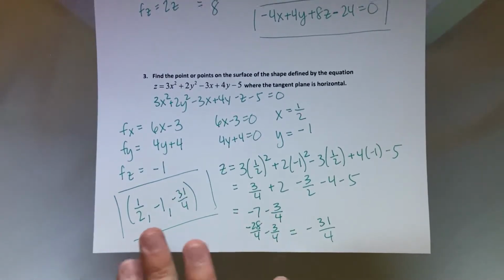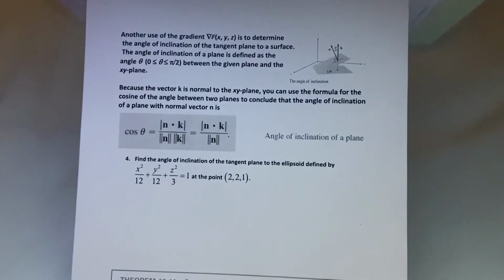Okay, one last application here. In the past, we have generally found the angle between planes by using the normals. Well, the gradient is something normal. So another use of the gradient now is to determine the angle of inclination of the tangent plane to the surface. The angle of inclination is going to be between 0 and pi over 2, because the inclination would go back down after you reach 90 degrees.